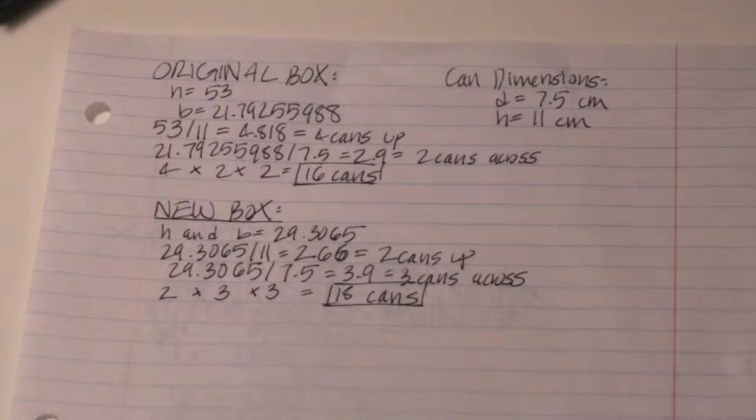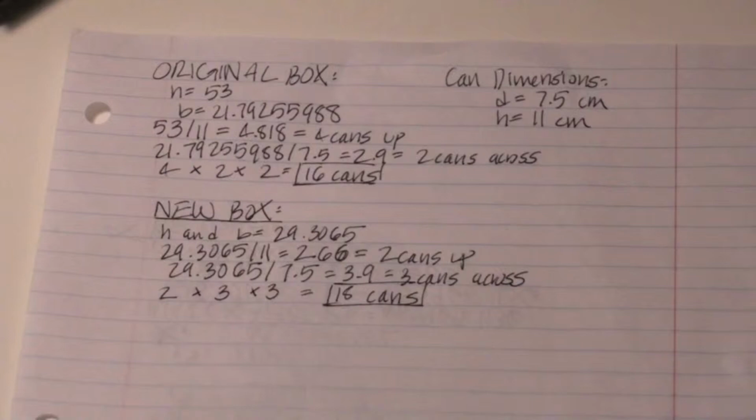We started first with the original box dimensions. We took the height of the box and divided it by the height of the can to find the number of cans we could stack up high, and we got 4 cans. We then divided the base of the box by the diameter of the can and got about 2 cans across. Because we have a 3-dimensional figure and the sides of the base are the same, we did 4 times 2 times 2 and got a total of 16 cans altogether. We then did it again, this time with our new dimensions, and got 18 cans.